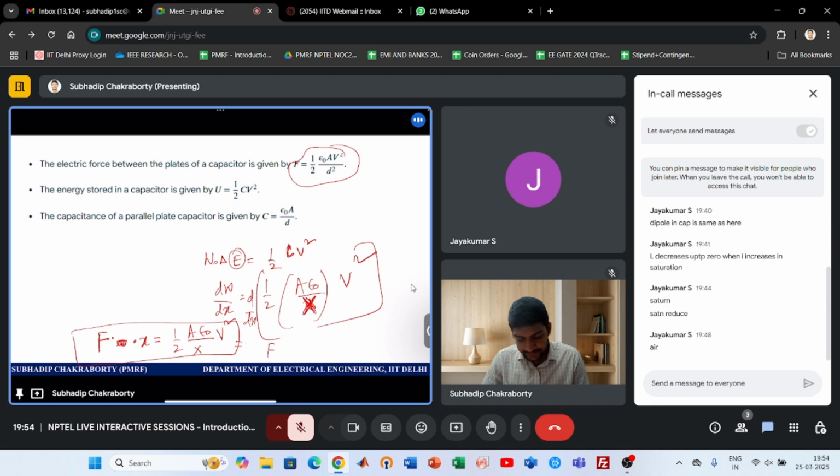So what is the force coming? Half A epsilon naught V square by X square. You can also differentiate it. You get a minus sign. So mod of F is nothing but half A epsilon naught V square by D square. Now, if you want to check, you can cross-check also by deriving the capacitor relation. So these are all the expressions we are getting, right?